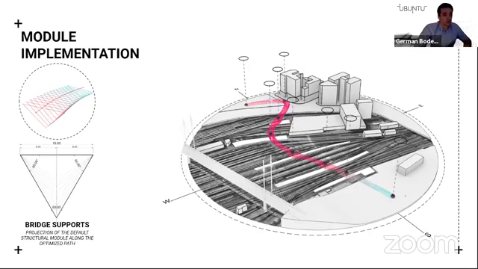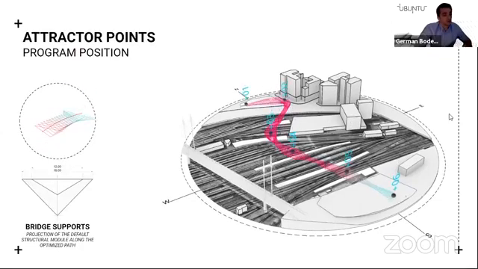Here we use a series of attractor points that help us identify the areas where we need support and then grow a leg in order for the bridge to touch the ground. Then the second series of attractor points we use to place the program on the areas we need it. As you can see here, these are the areas where the bridge becomes wider and helps us to host a better program.